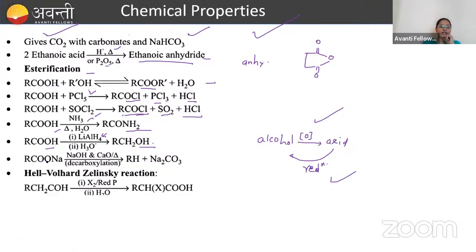Okay, next reaction, when the salt of an acid reacts with NaOH and CaO, decarboxylation takes place and there is a formation of alkane, and sodium carbonate is liberated.